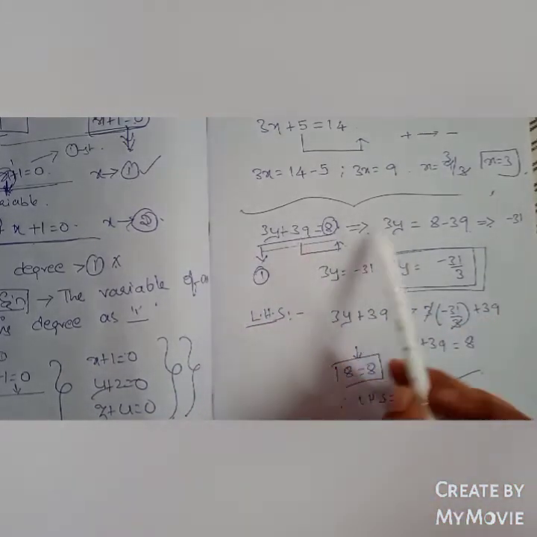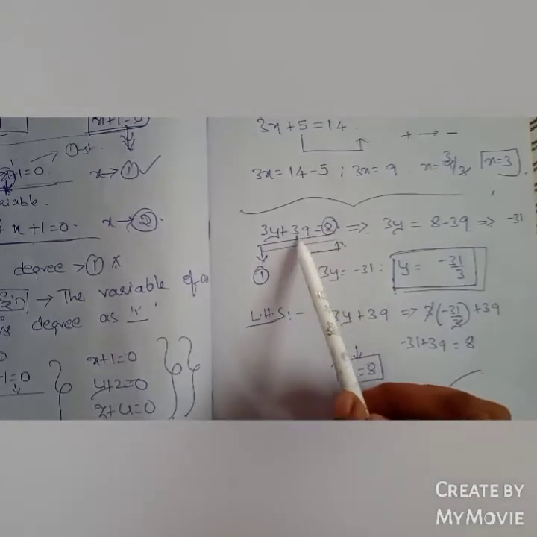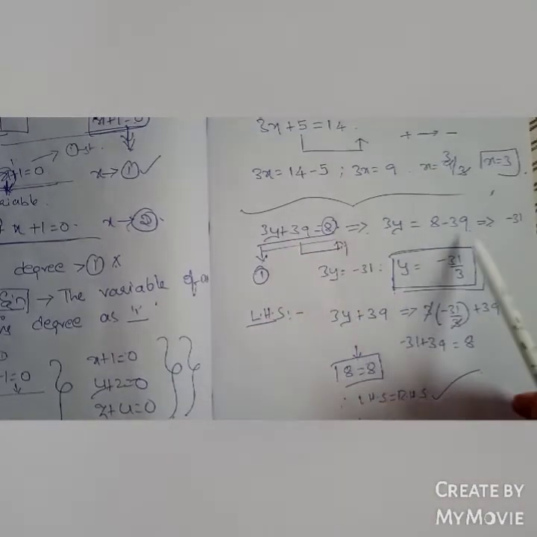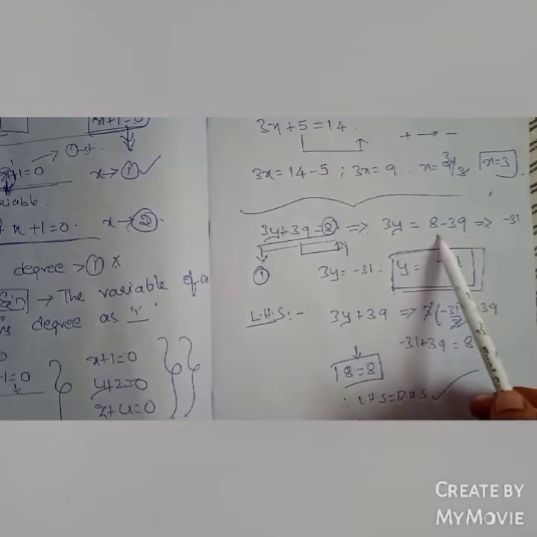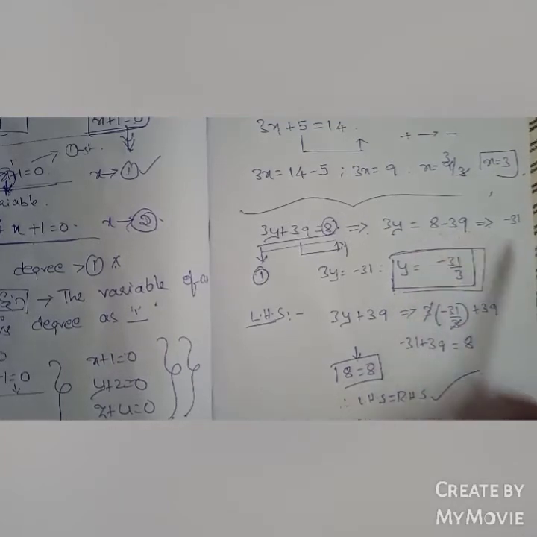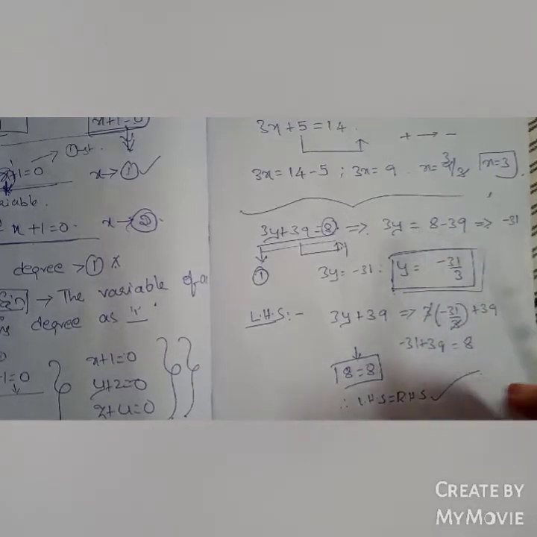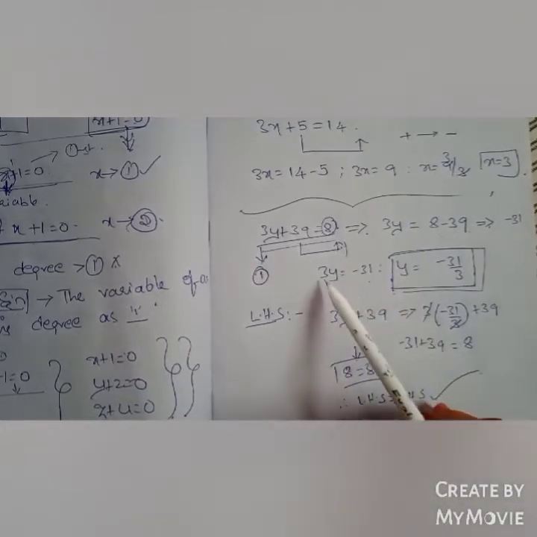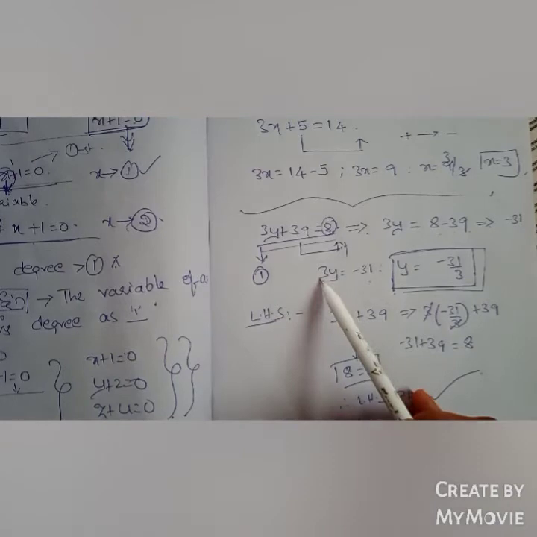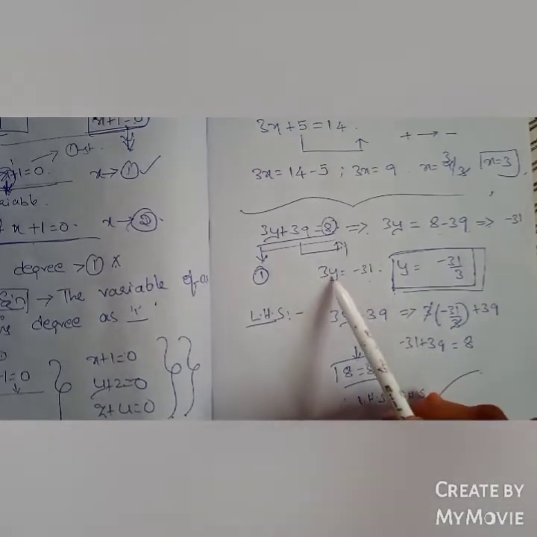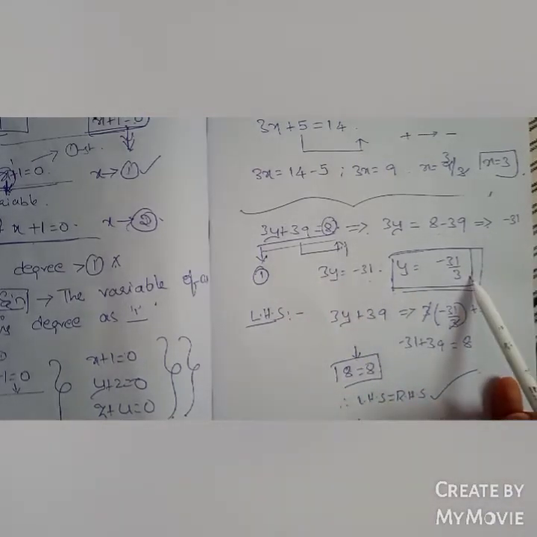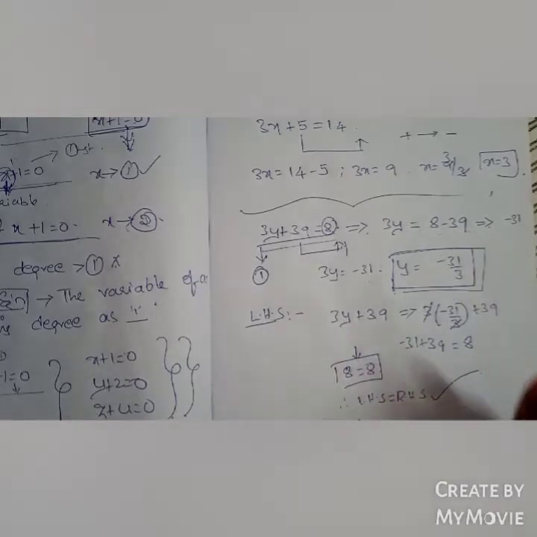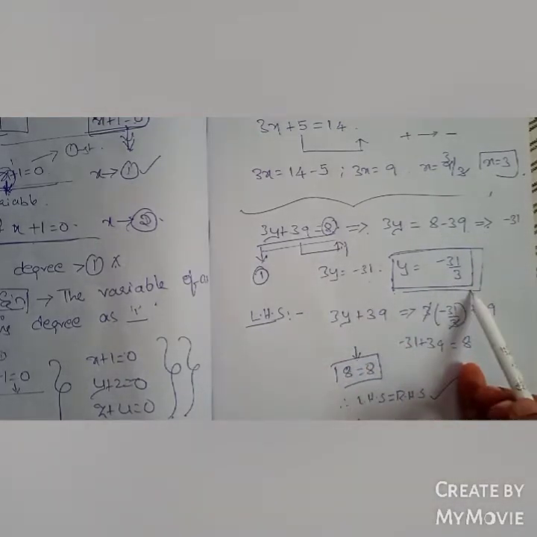At the first step we shifted this 39 to the right side, and it changed to minus 39. We subtract these two numbers, the result will be minus 31, and here 31 is equal to minus 31. In the next step we shifted this 3 to the right side. Here multiplication becomes division. Okay, when we transpose, multiplication becomes division.